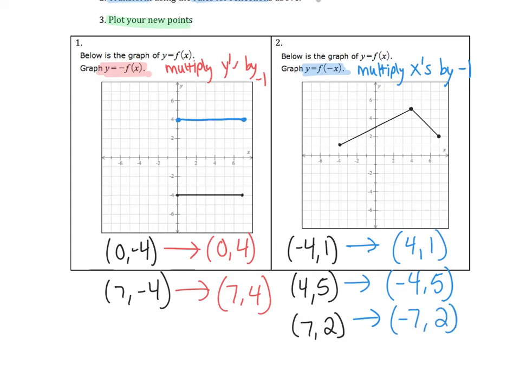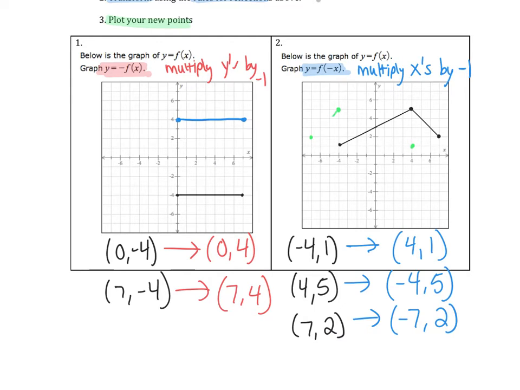So now we're going to plot our new points. If we plot our new points now, we've got 4, 1 right here, -4, 5 right here, and -7, 2 right here.